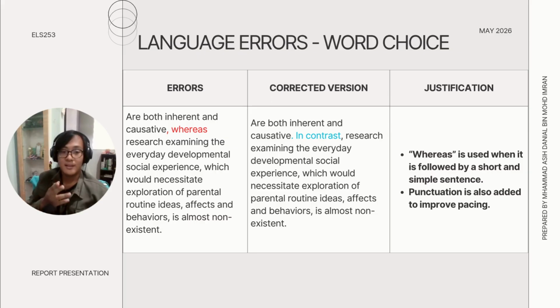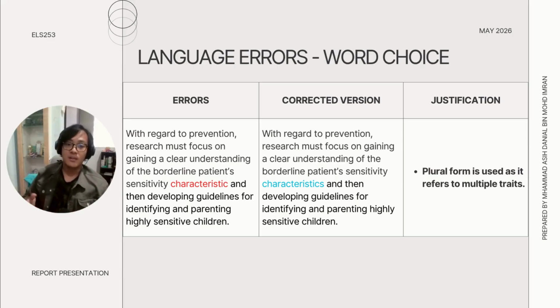So now let's check out the second error of word choice. As you can see, whereas is replaced by in contrast. This is because whereas is only used to introduce short and simple sentences, whereas in contrast is used to introduce longer sentences and clauses. So we've used in contrast to further smooth the sentence and improve the readability. Besides that, we added punctuation in order to improve the pacing for the excerpt. So now let's check out the last language error of word choice. As you can see, characteristic is replaced by characteristics because it refers to the patient's set of traits. It does not refer to a single specific thing, hence making it a plural subject.